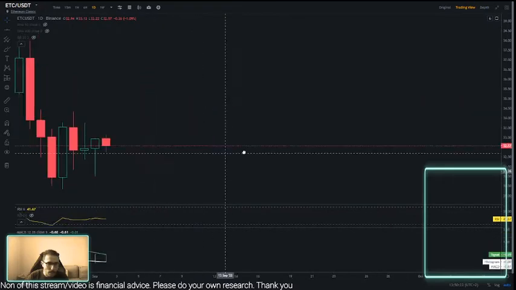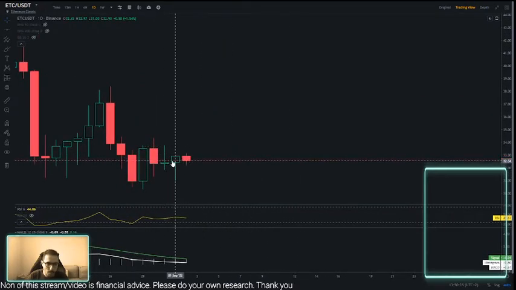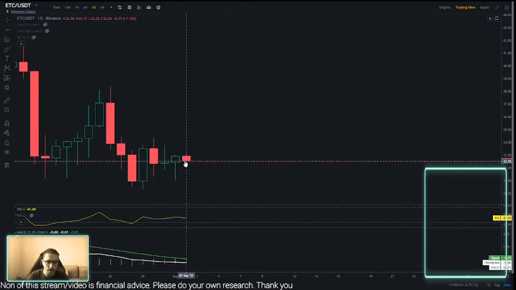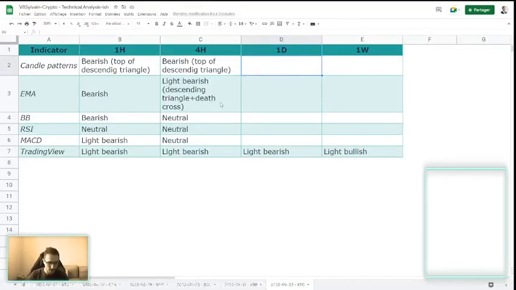We had this small candle here that is a green hammer, which tells that we have buying pressure that should lead the price upward and might be a trend reversal, but it appears so far today we are in negative territory, so hard to tell. Maybe neutral for this one.